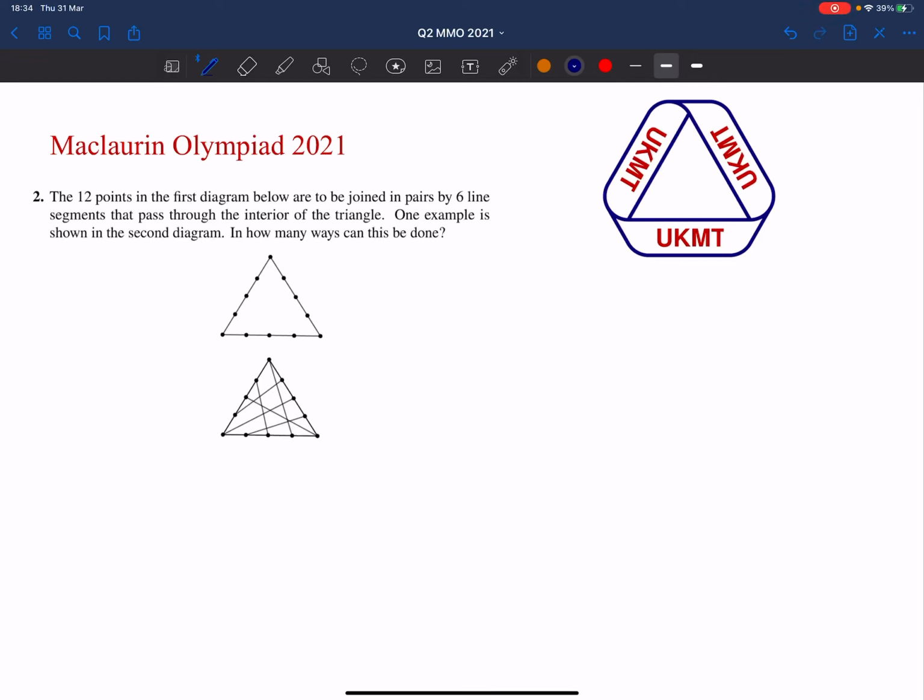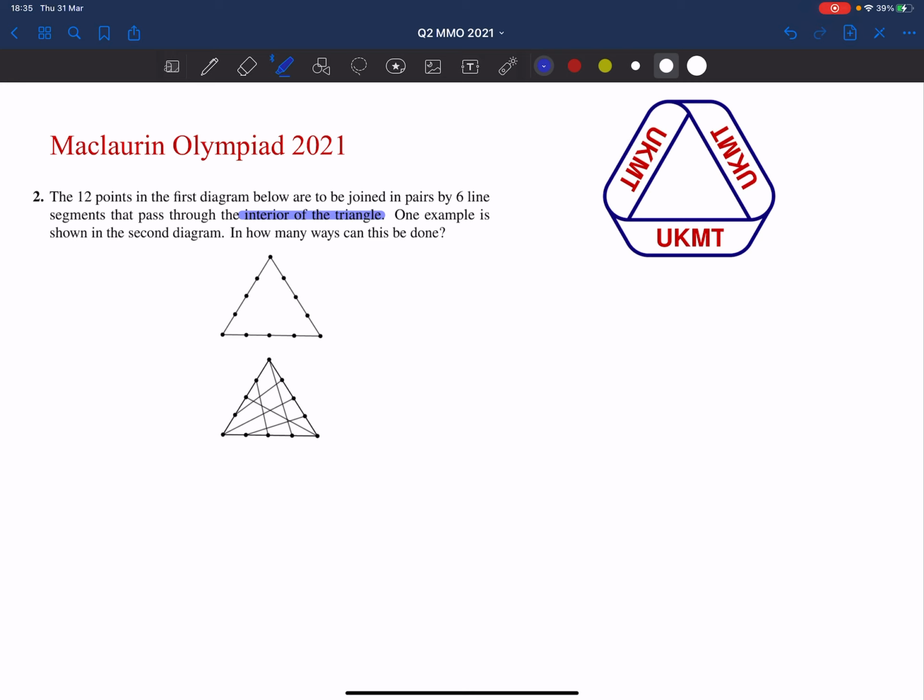This is question 2 from the 2021 Maclaurin Olympiad. The question shows that there are 12 points on a triangle, and each pair of points is to be joined by 6 line segments that pass through the interior of the triangle. So it must be the interior, so it can't go on the triangle side.